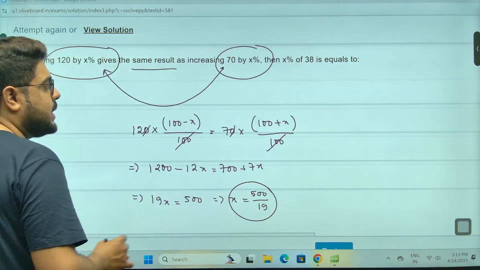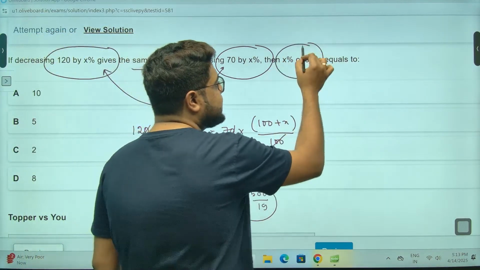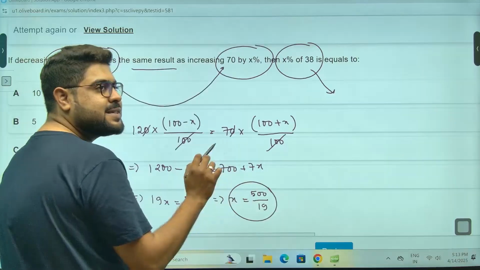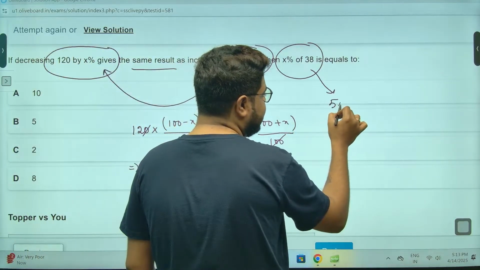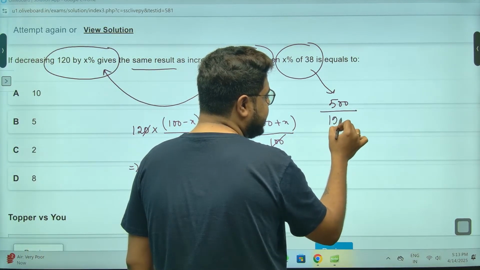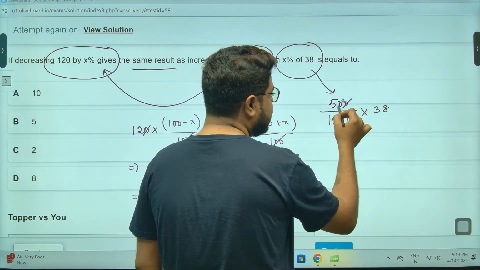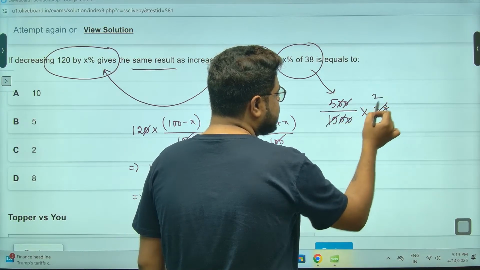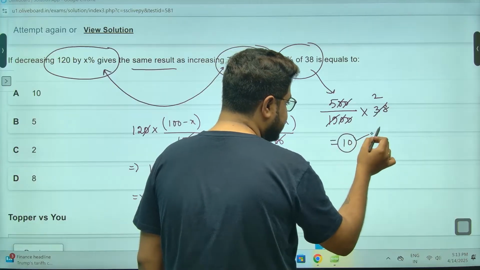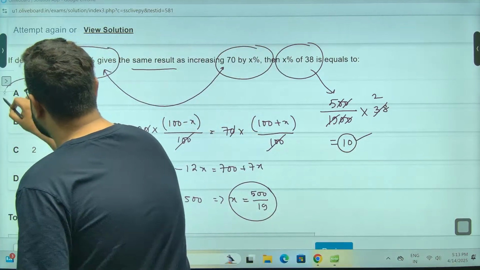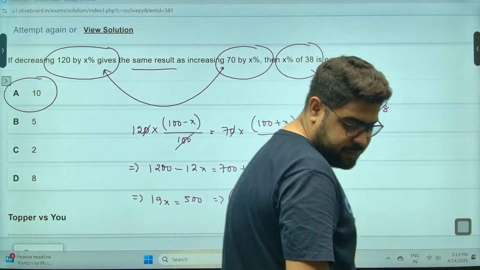Okay, fine. Now x% of this, x means 500 by 19, percentage means 2 zeros more, into 38. So 19 twos are 38, and 5 twos are 10 is the answer. Option number 1, 10 is the answer.